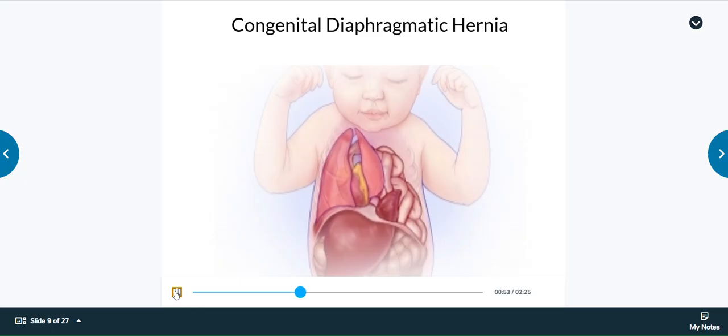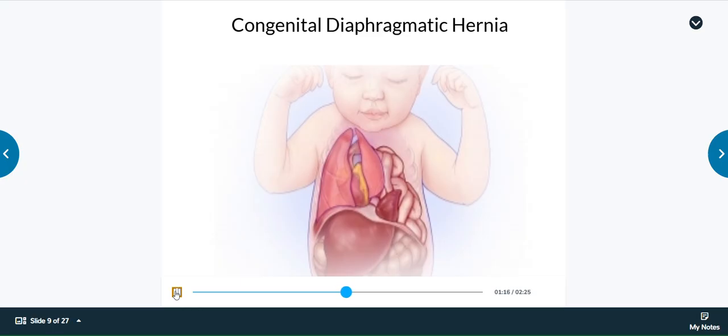To diagnose it, hopefully, if they got prenatal care, we're able to see in the fetal ultrasound that there are abdominal organs in the chest. At birth, the infant will have decreased breath sounds on the affected side, and you may also hear bowel sounds over the chest. And then, of course, they're going to have signs and symptoms of respiratory distress.